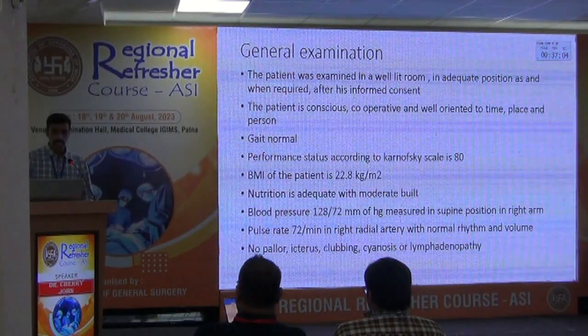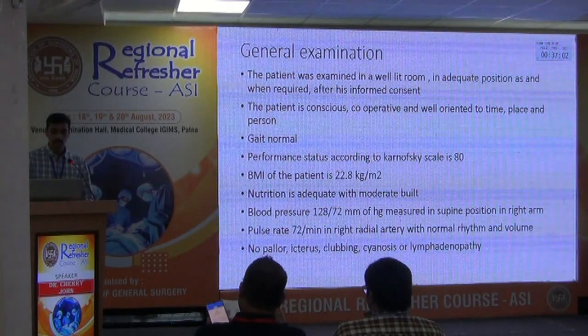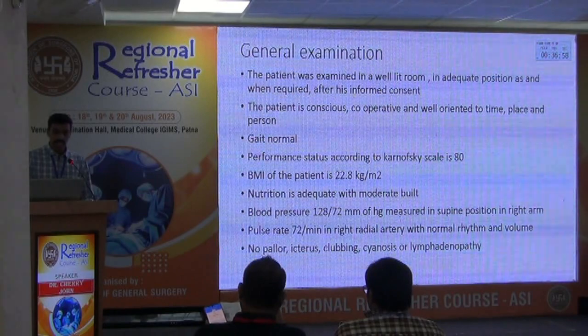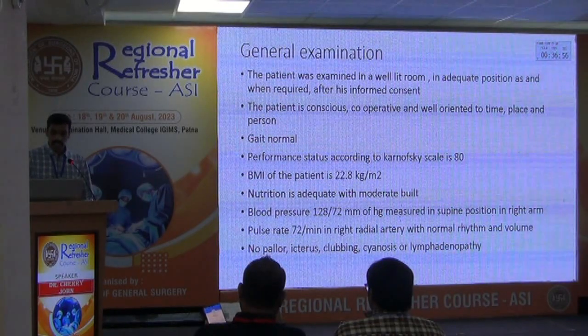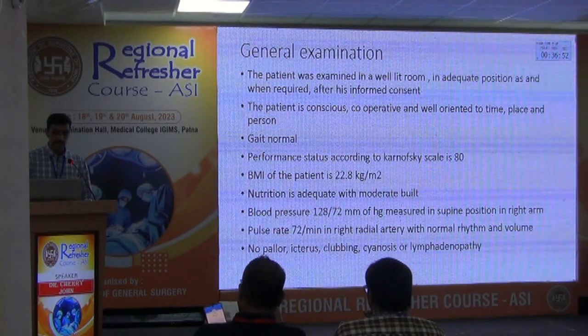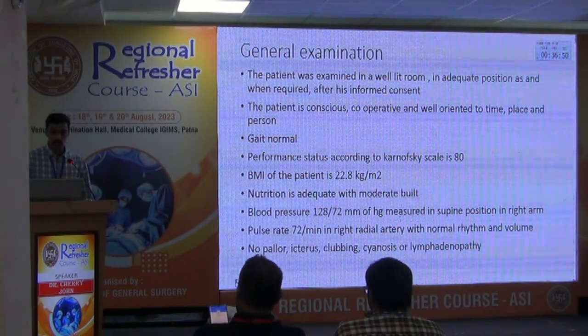Blood pressure is 128 by 72 mm of mercury measured in right arm in the supine position. Pulse rate is 72 per minute in the right radial artery with normal rhythm and volume. There is no pallor, icterus, clubbing, cyanosis or lymphadenopathy.